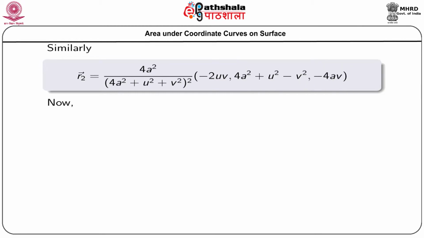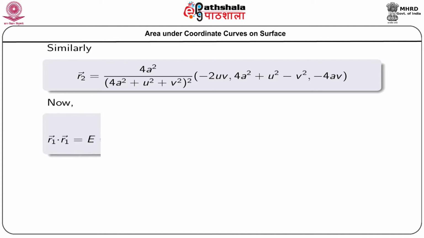Similarly, we can find the value of R2, or we can say Rv, that means we are taking x1, x2 and x3, the partial derivative with respect to v. So, R2 is coming out as this expression: 4a square by (4a square plus u square plus v square) whole square, and the components are minus 2uv, 4a square plus u square minus v square and minus 4av.